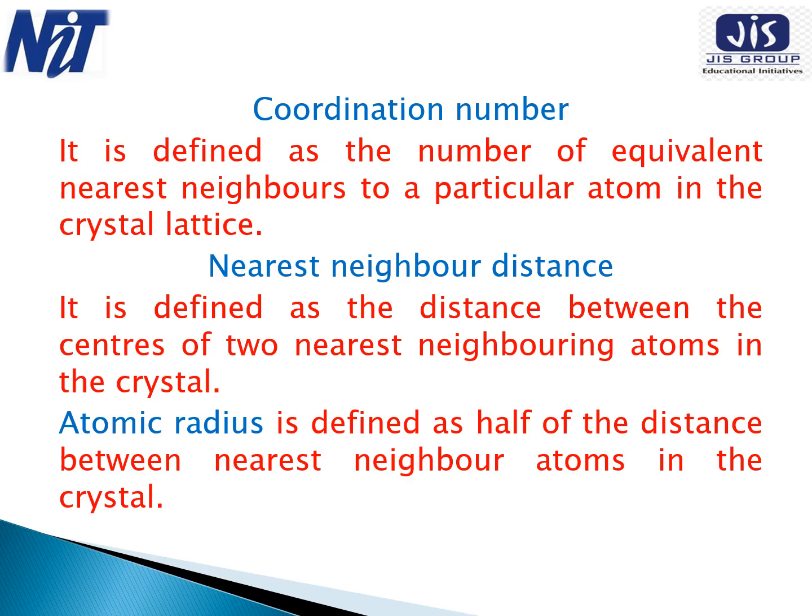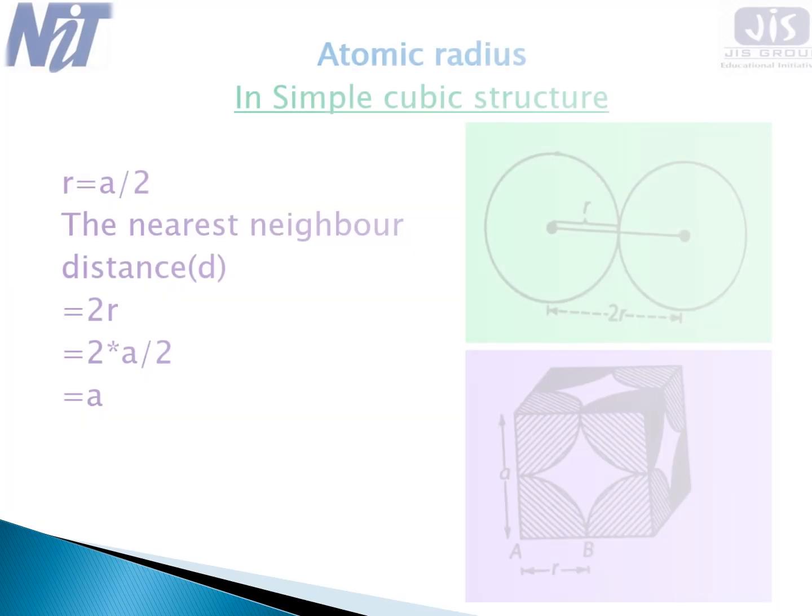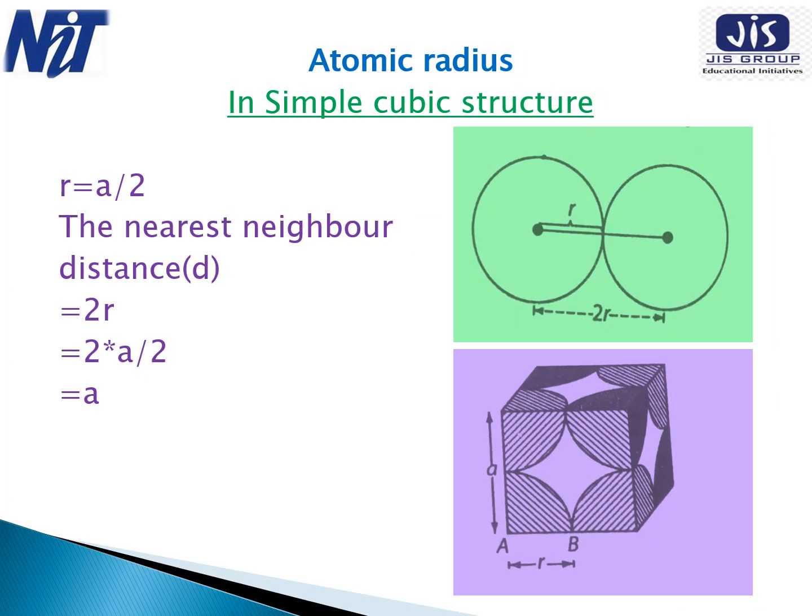Atomic radius. Atomic radius is defined as half of the distance between nearest neighbor atoms in the crystal. Let us calculate atomic radius. So we will calculate the atomic radius of all three cubic structures one by one. We will start with the simple cubic structure.